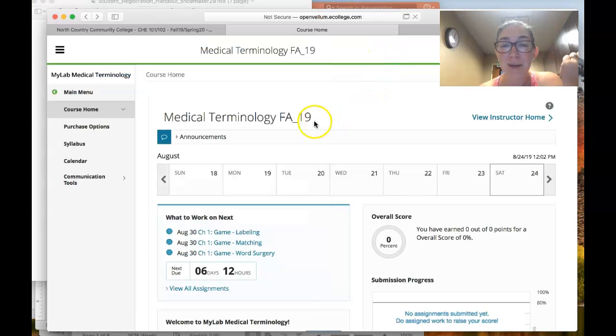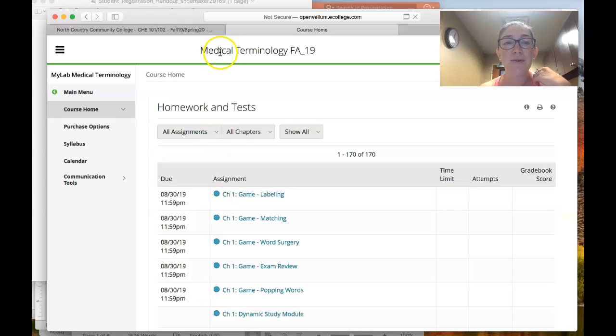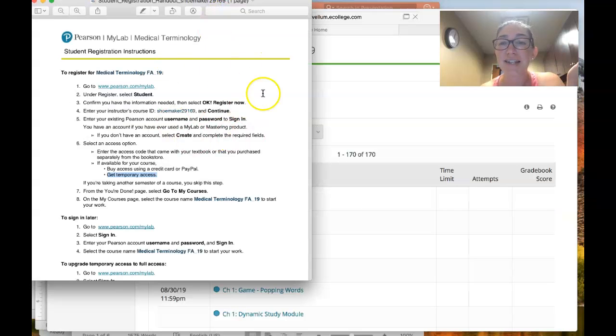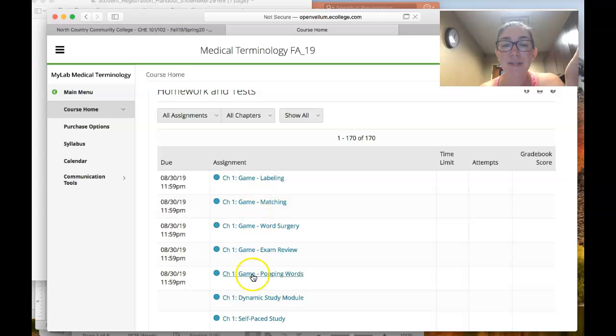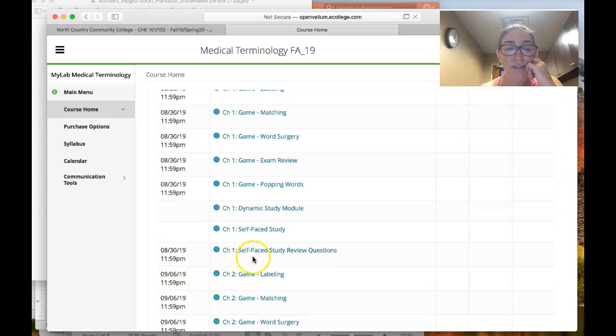So this is what the website looks like. Your upcoming assignments will be shown here. If you flip this handout over to the back side, it'll tell you a little bit about the weekly assignments. So there's 6 assignments that have due dates each week. So in chapter 1, these 5 plus this one down here are all due.